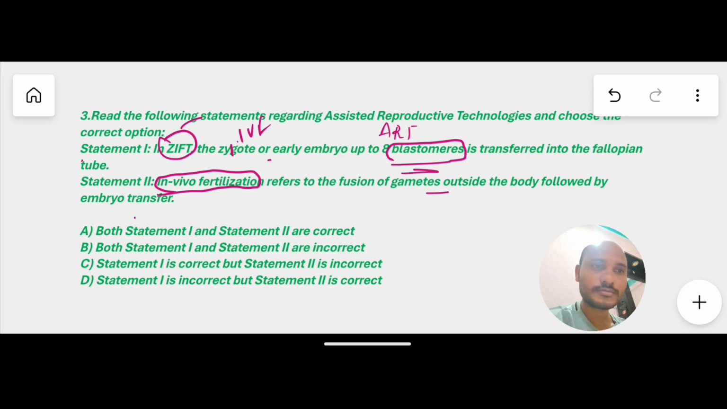So this is all about the entire concept of infertility and ART, and the relevant three MCQs. So that's all. So this is all about the concept.